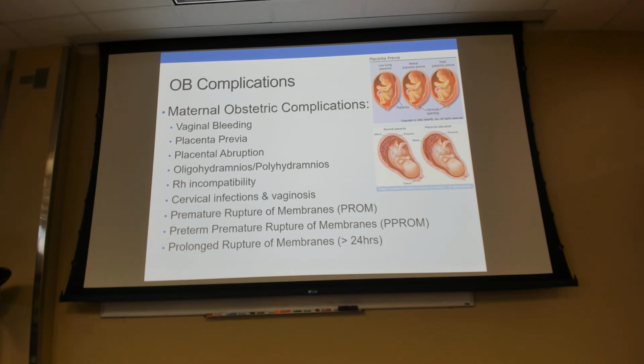Oligo and polyhydramnios. So which one of those, just based on the terminology, do you think is too much fluid and not enough fluid? Which one is too much fluid here? Polyhydramnios, correct. So do we have not enough fluid? Oligohydramnios. Right? Are we leaking fluid? Are we not making fluid? What's happening? Or do we have way too much fluid? We'll talk about when there's a baby with polyhydramnios, something is not going right here. Is there an infection from the cervix? Is it an ascending infection, a vaginosis?